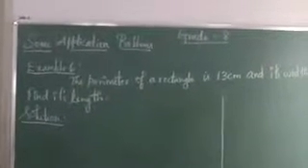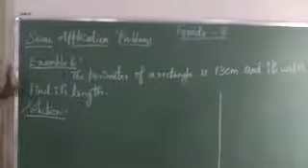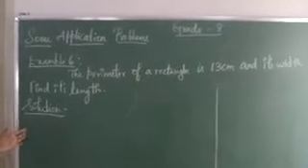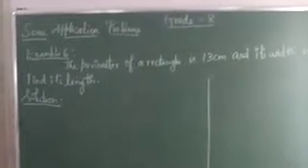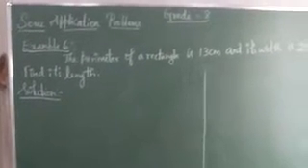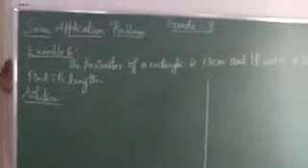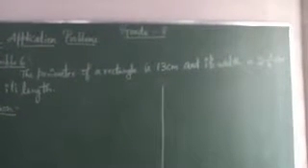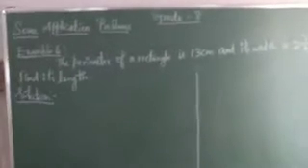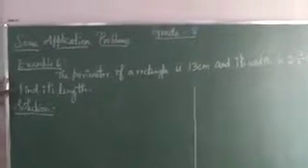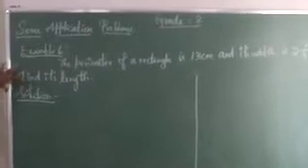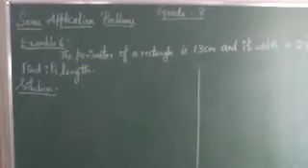Good afternoon students. Today we are going to see another example problem. It is an application problem from the second chapter. The perimeter of a rectangle is 13 centimeter and its width is 3 3/4 centimeter. So 3 3/4 is a mixed fraction. Find its length. Before entering into the sum, what is the area of the rectangle formula?